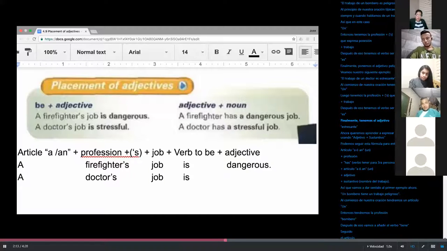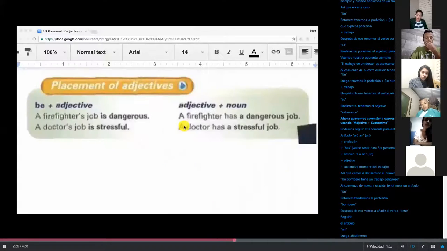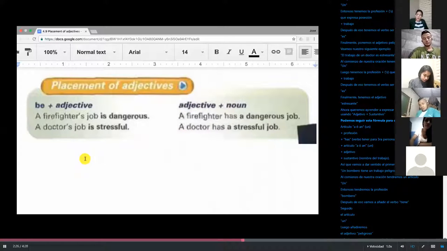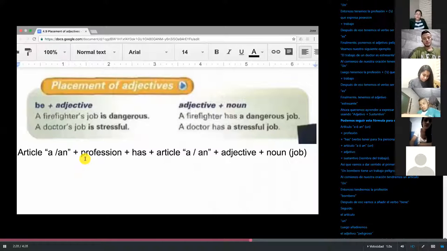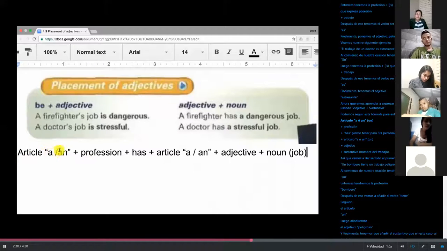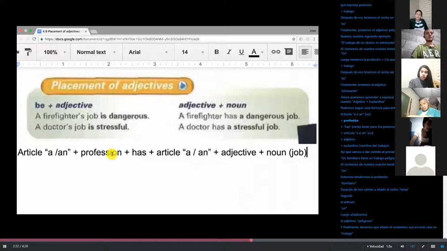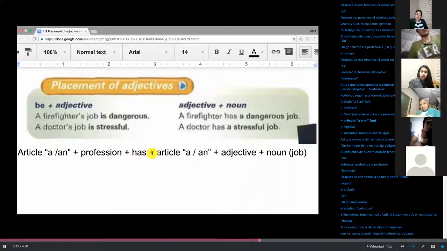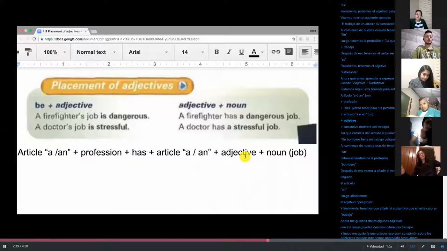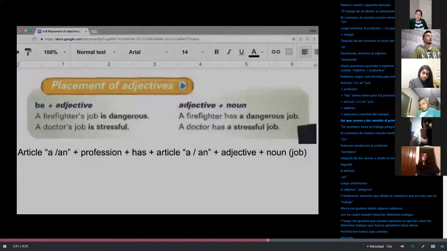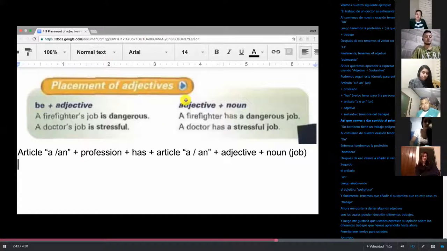Finally, we have the adjective, stressful. Now we want to express these same examples using adjective plus noun. We can follow this formula to better understand this topic. Article, a or an, plus profession, plus has, plus article, a or an, plus adjective, plus noun. So let's make sense of the first example now.